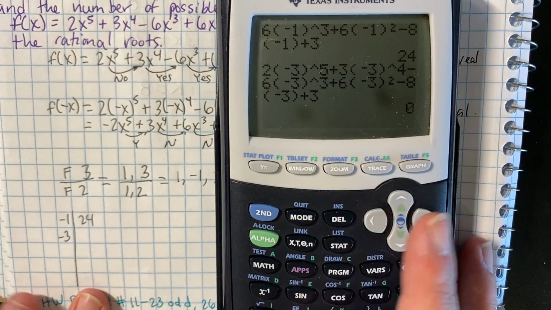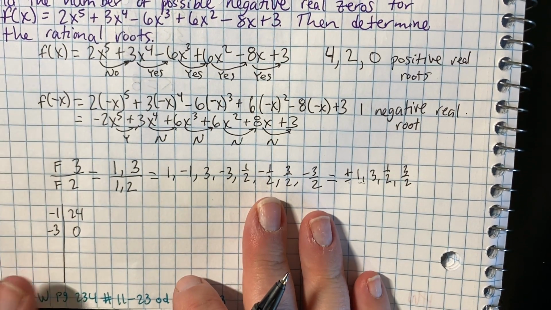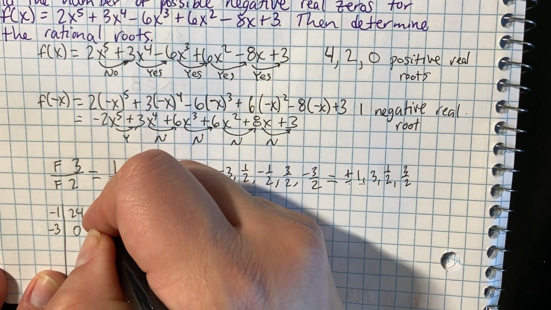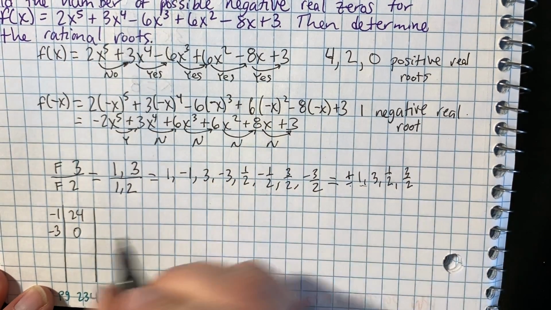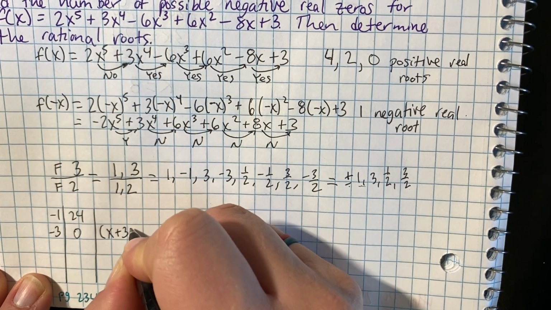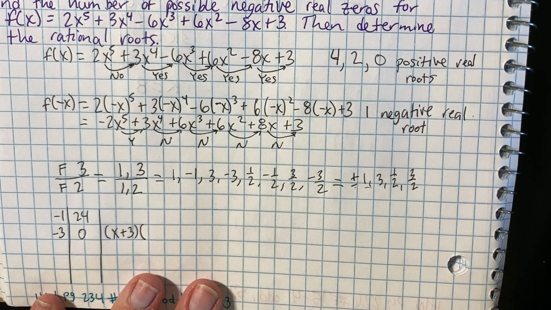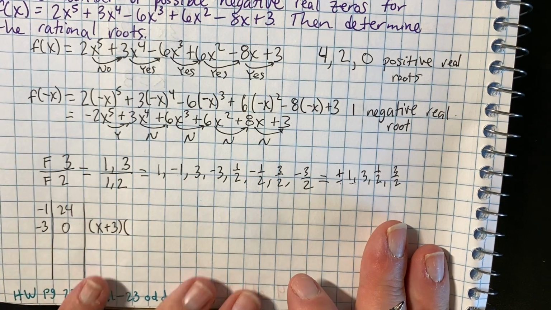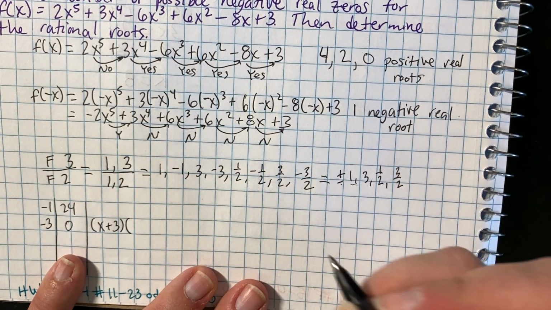And that equals 0. Sweet. So that means that we know that this equation is x plus 3 times something. Okay. So what we're going to have to do is factor that -3 out.